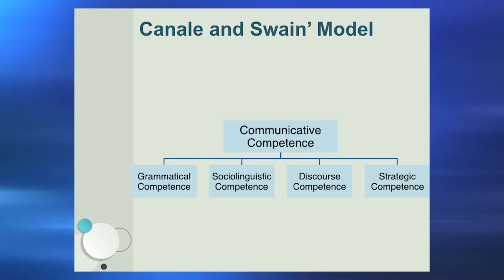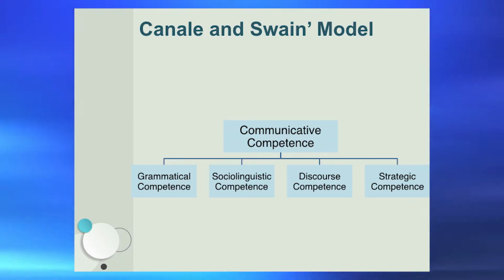The second model is Canale and Swain's model. As an extension of Hymes' model, Canale and Swain constructed a model of communicative competence. At the initial stage in 1980, communicative competence contained three main components: grammatical competence, sociolinguistic competence, and strategic competence. Canale alone then added one more component to the framework, discourse competence.